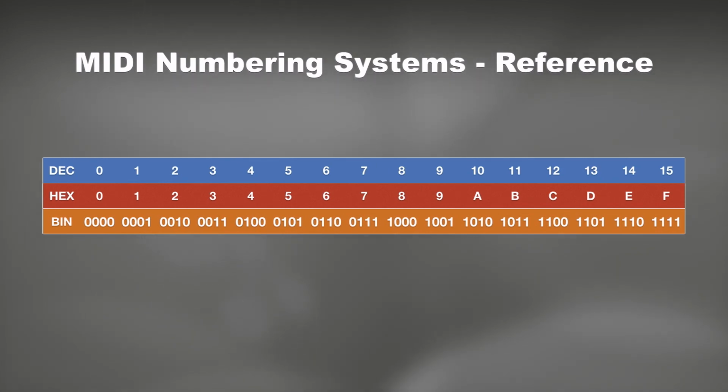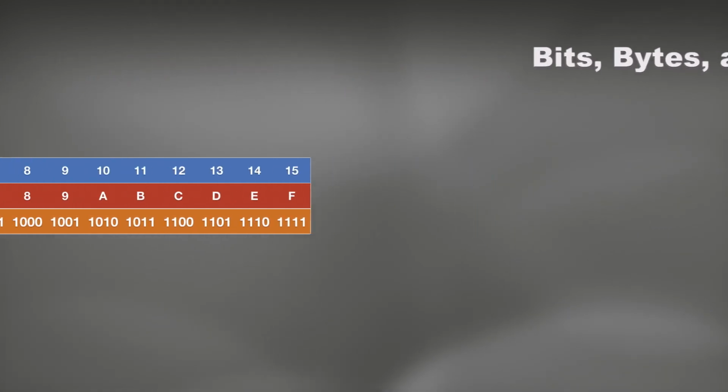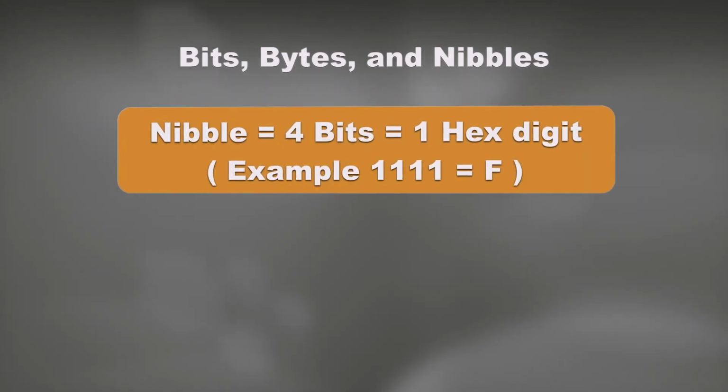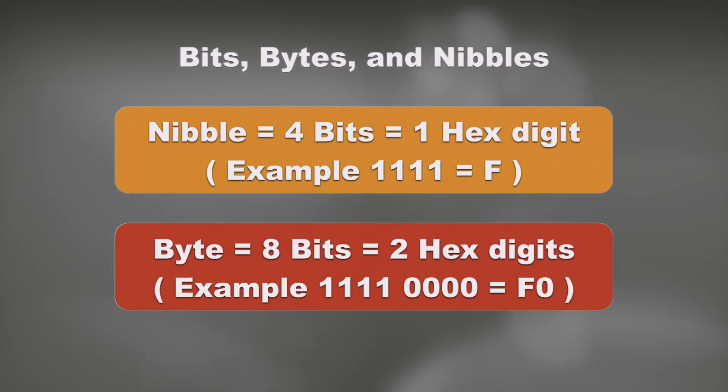Here's a reference table showing 16 digits in decimal, hexadecimal, and binary. Make sure you understand how these numbering systems relate to each other. We now know that one hexadecimal digit can represent a 4-bit binary number. In computer terms, this number is referred to as a nibble. If we group two nibbles together, we'll come up with an 8-bit number represented by two hex digits. This is referred to as a byte.